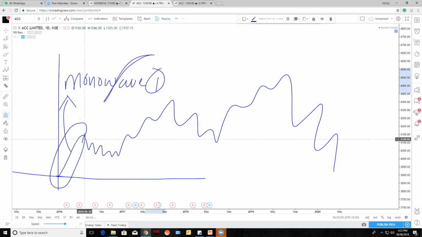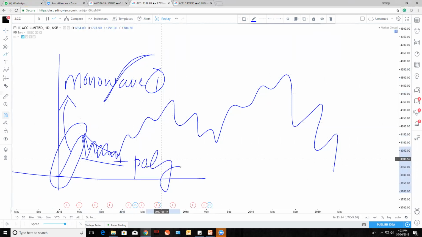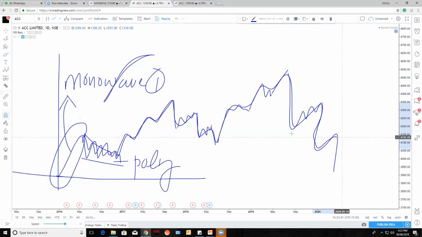Let's say here it is not a single wave, it's many waves, then it is a poly wave. Let's say here is one mono wave, a second mono wave, and a third mono wave, right? Here it's a mono wave, here a poly wave, then a mono wave again. A mono wave is simple, and a poly wave will be in a consolidation phase, or made of two waves or three waves.